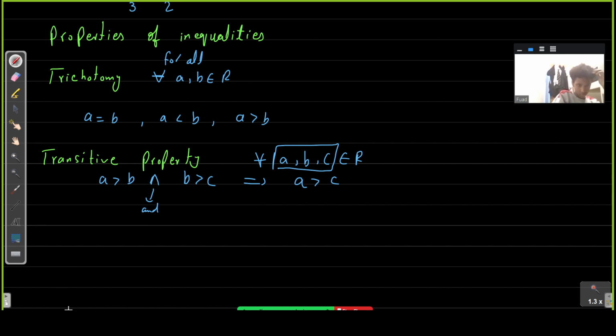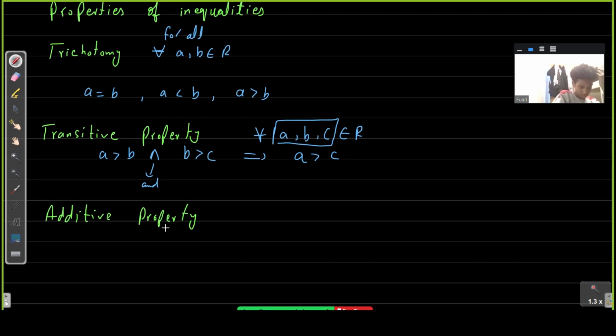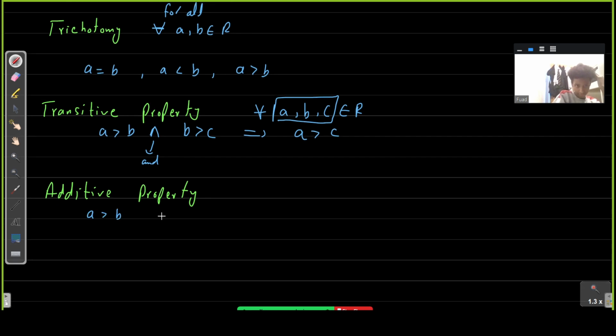And the additive property is so simple. In the additive property we have four options. We can add any number. I'm going to write it in a simple form. For instance, a is greater than b. The other is a is less than b. If I add any number c, where a, b, c belong to real numbers, to both sides of the inequality, a plus c and b plus c, the inequality remains the same.